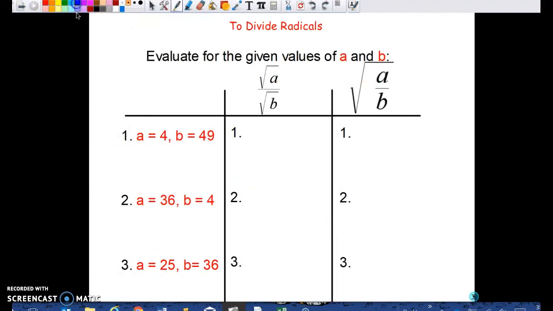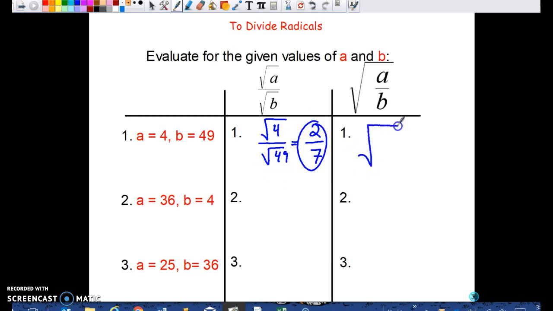So, much like I did in the video for lesson 3, I'm going to prove why this property is true. If I let a be 4 and b be 49, now I take the square root of a divided by the square root of b. Well, if a is 4, I have the square root of 4 divided by the square root of 49. You should know what the square root of 4 is off the top of your head. It's a perfect square, so it's going to be 2. The square root of 49 is 7. So 2 over 7 will be my answer.